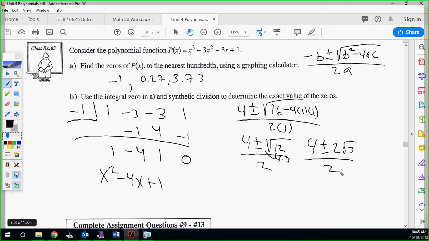And the last thing you can do is cancel, since the 2 goes into both of them. 4 divided by 2 is 2, and 2 divided by 2 is 1, so 2 plus or minus root 3 is the simplified answer. Plus or minus signifies you're doing two operations, so you have two answers: 2 plus root 3 and 2 minus root 3. Your third answer is negative 1. So those are your three exact answers. The quadratic formula gives you both answers.